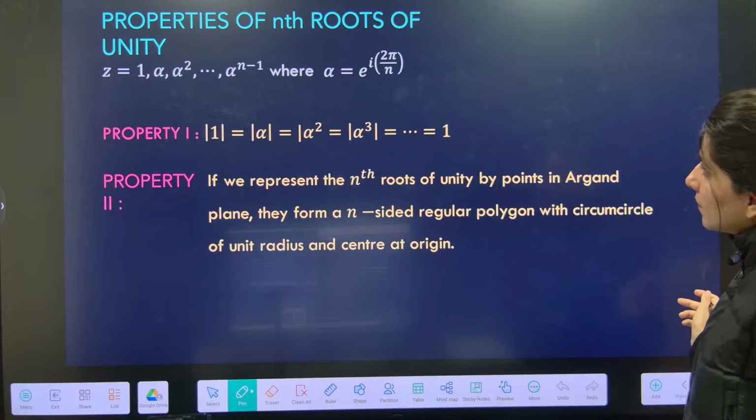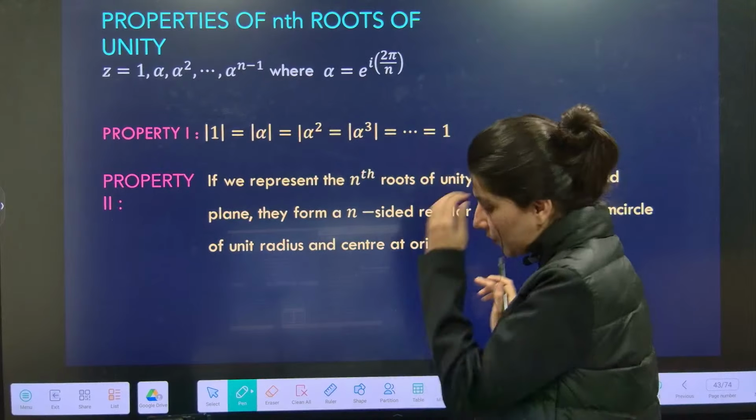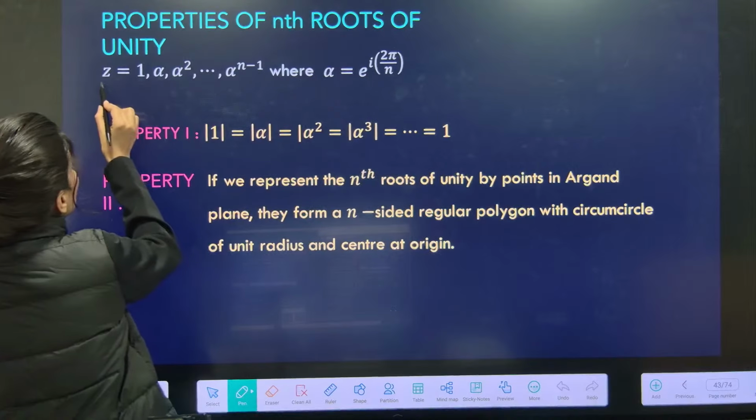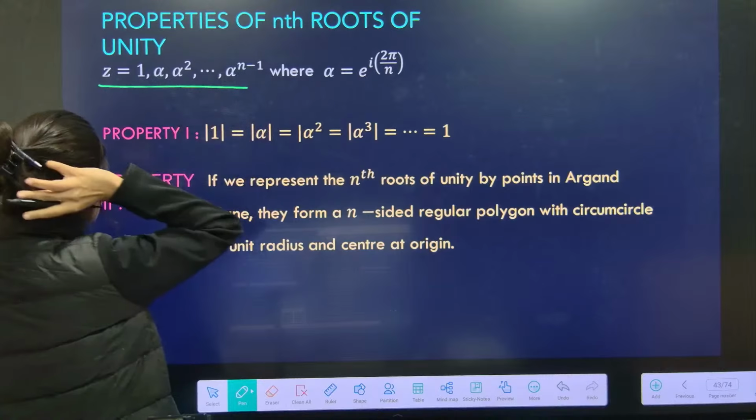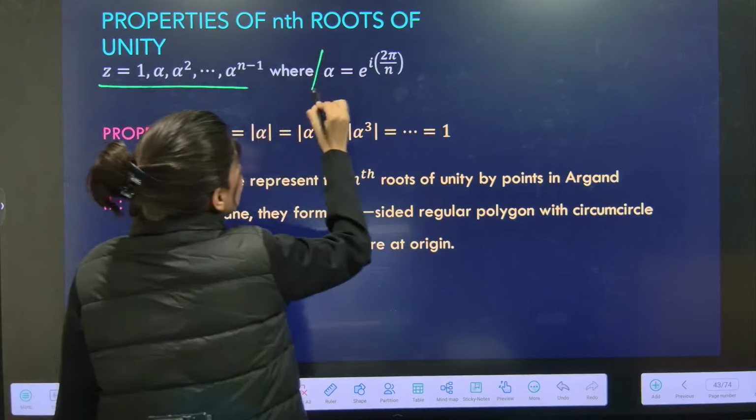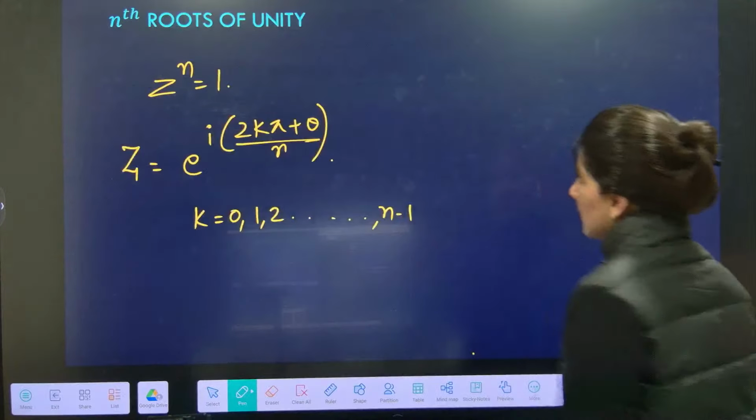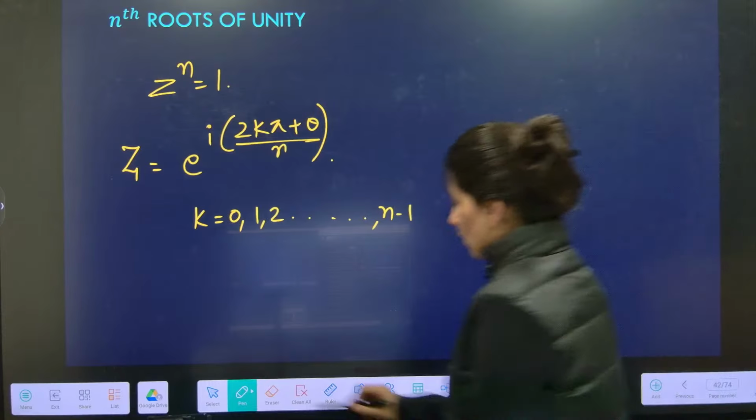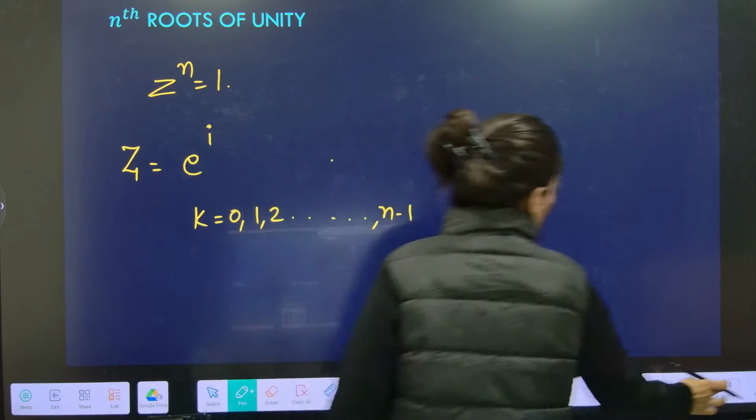So, properties of nth root of unity. First of all, understand that for nth root of unity, z is equal to 1, alpha, alpha square, all the way up to alpha power n minus 1, and alpha is equal to e power iota 2π by n. Sorry, I have given you something wrong here. Let me check. Okay. This is also correct. Same answer you're going to get, e power iota 2π by n.